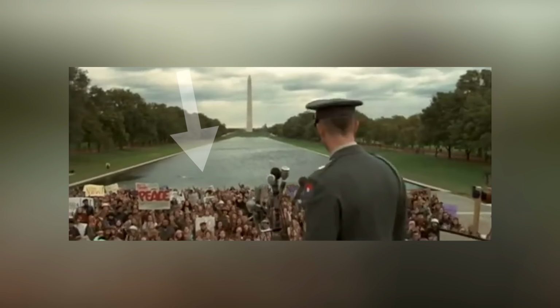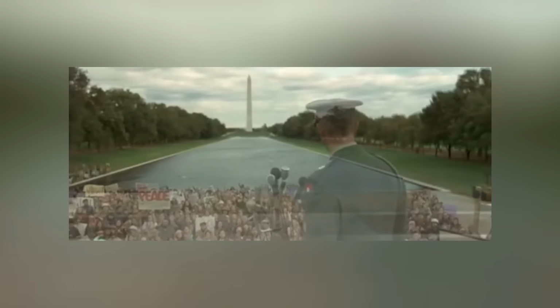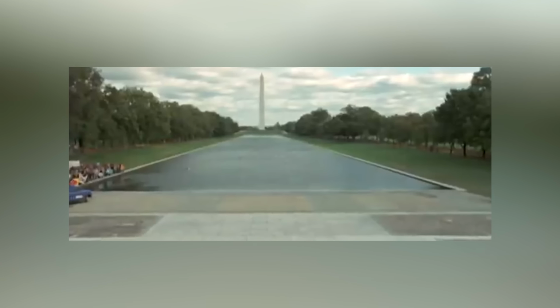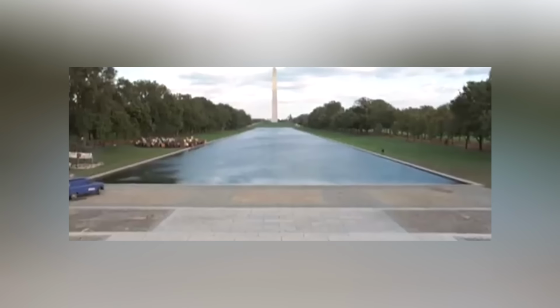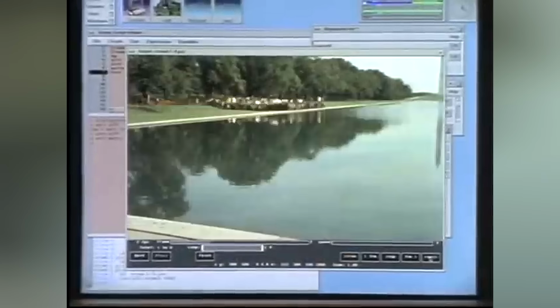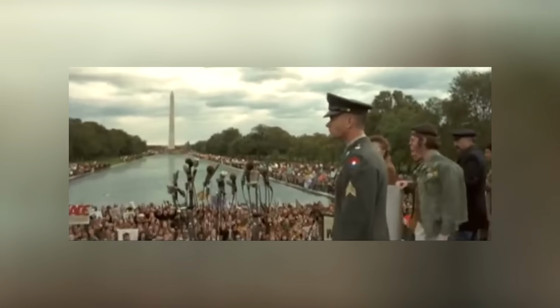After completing that shot, they then moved the crowd to different quarters all around the reflecting pool and filmed it with the motion control camera, following it with the exact same moves it had previously. These shots were then composited with the original plate of Tom.